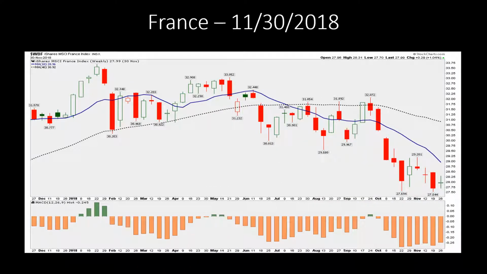Here, the MSCI France index shows that even in Europe, there is no hiding from the global equity market struggles. Here, we see the French broad equity market struggling but staying afloat until May, when true weakness begins to show up. First, we see price hitting the 40-week line at the same time as momentum is beginning to get weak.